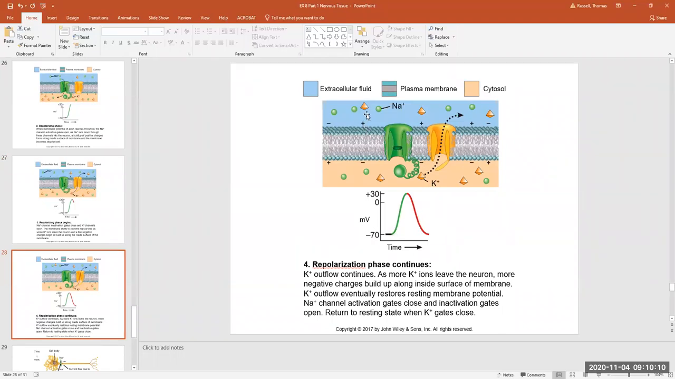So this is basically an action potential. Sodium channels open and you gain sodium first, we depolarize. You close a sodium channel and open a potassium channel, you lose potassium and you repolarize. Then you close that channel and start all over again. All these channels open and close in order to bring about depolarization and repolarization. That's an action potential.